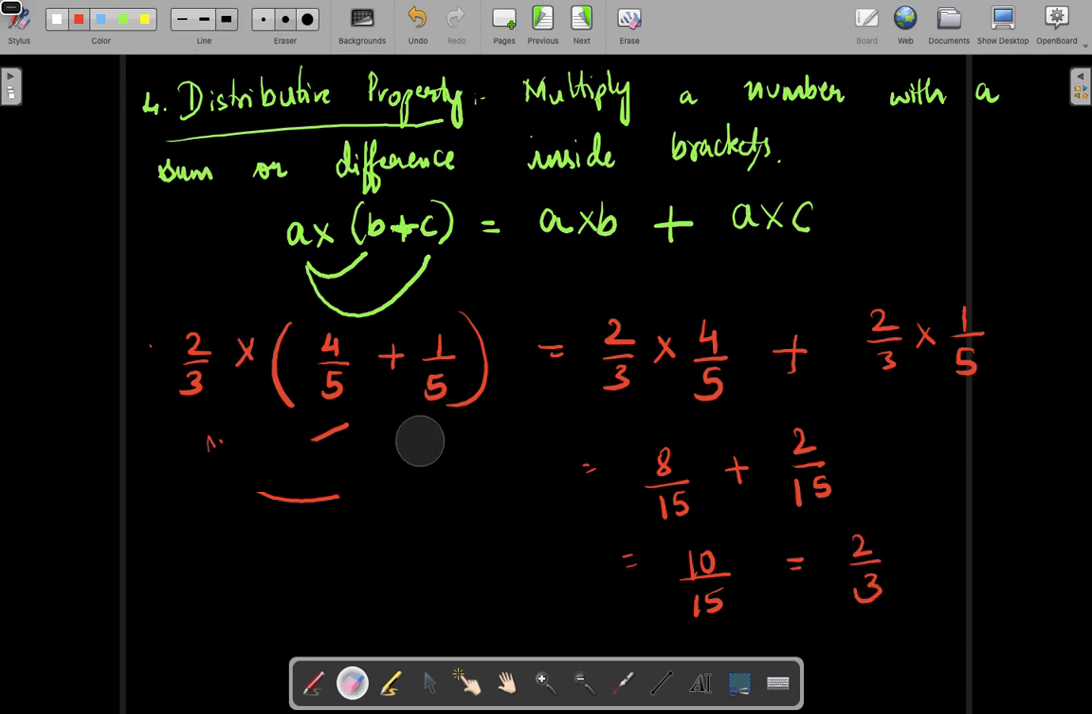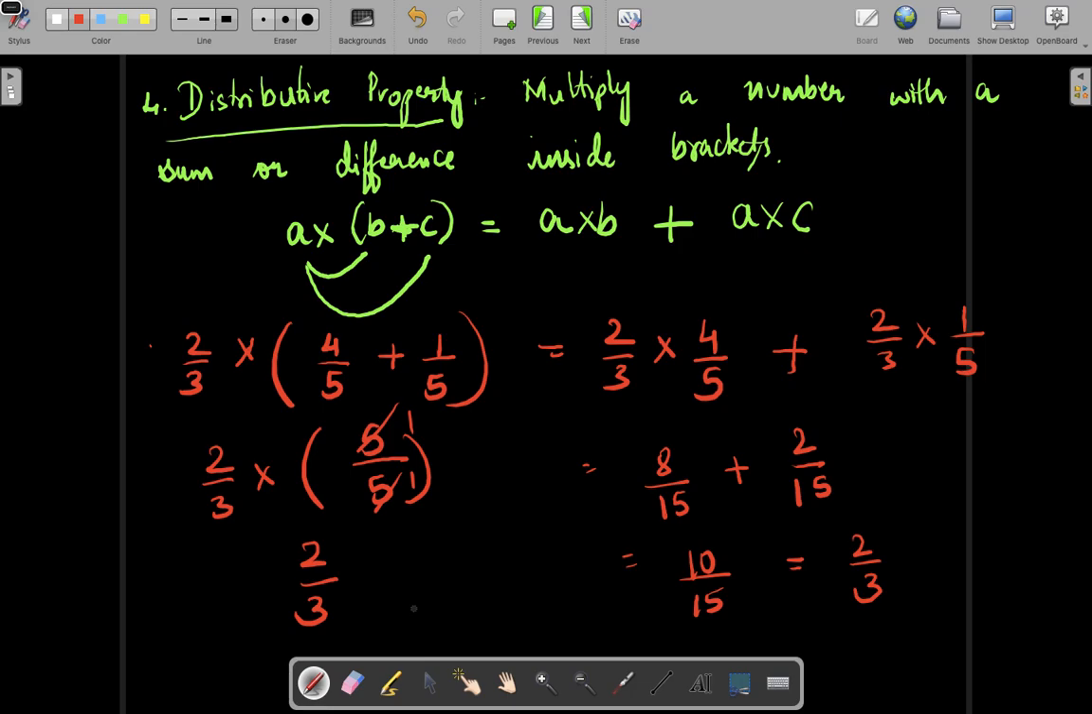Let's see with RHS also. 2/3 times, let's take the LCM, 5/5, it is 2/3. The 5 gets cancelled, 5 times 1 is 5. So we know our LHS equals RHS. So you're going to distribute the number outside the bracket to every term inside. Hope it's clear to you.